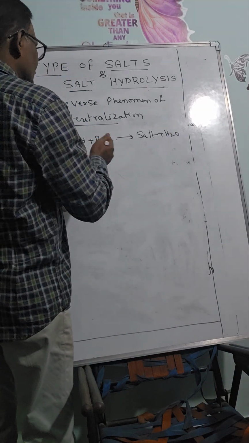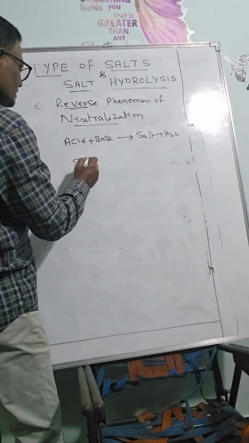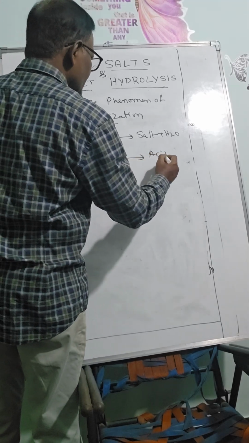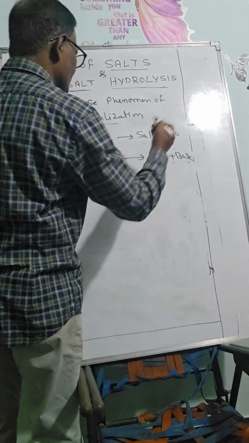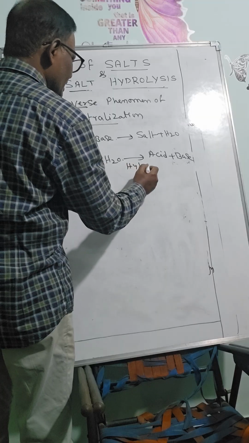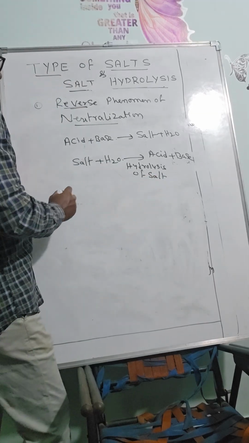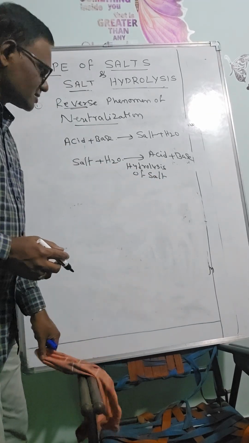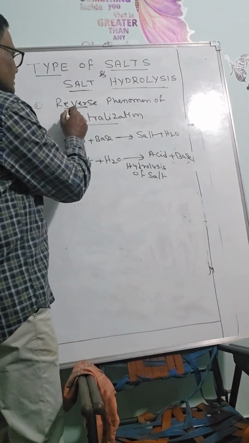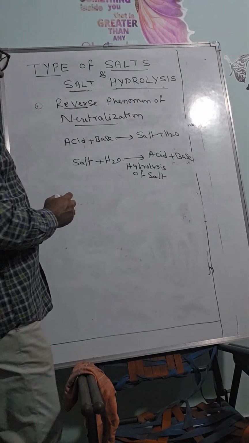But here it is the reverse phenomenon. Reverse phenomenon means the salt undergoes hydrolysis to form an acid plus a base. This is called salt hydrolysis, or hydrolysis of salt. This is the neutralization process and now it is reversed. That's why salt hydrolysis is called the reverse phenomenon of neutralization.